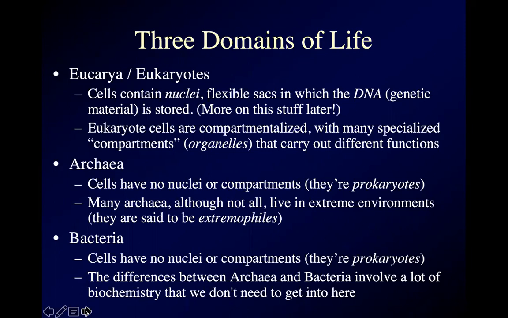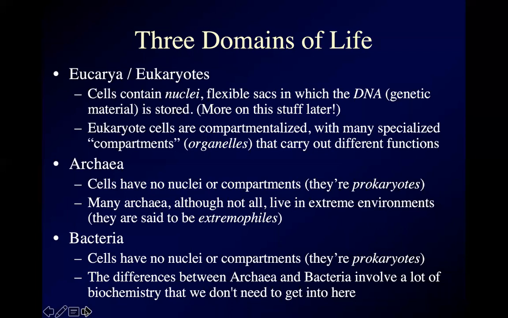Eukaryote cells are also divided into compartments. There are lots of specialized little compartments that carry out different functions. The compartments are called organelles, analogous in a way to the organs in your body, each one of which is specialized to do something different. You know, your heart, your liver, your kidneys, all those things, each one does something different that contributes to, well, how you live. So eukaryotes have nuclei and they have organelles.